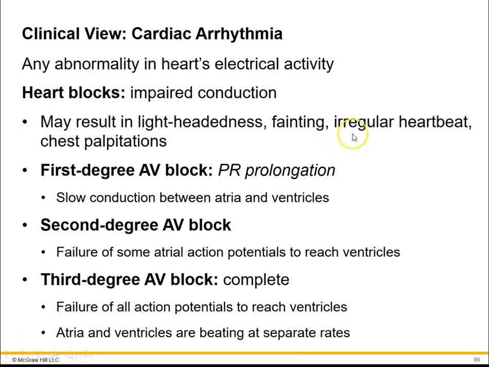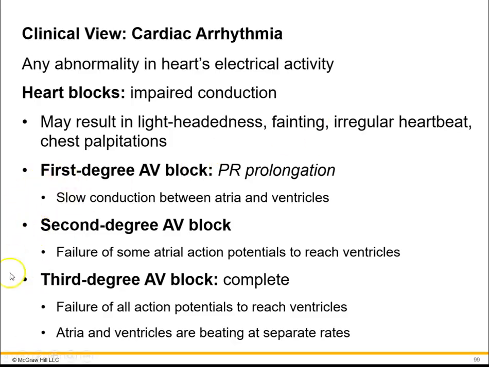All right, let's talk a little bit about cardiac arrhythmia. This is going to be any abnormality in the heart's electrical activity. So let's start off with heart blocks. What is heart block? Well, it's going to be some sort of impaired conduction of that signal through the heart. A heart block can result in lightheadedness, fainting, an irregular heartbeat, and palpitations.